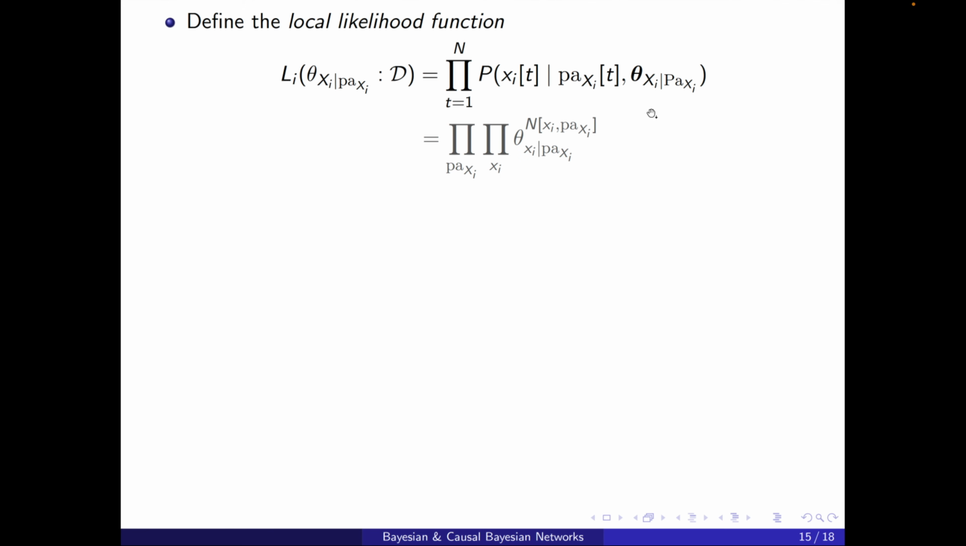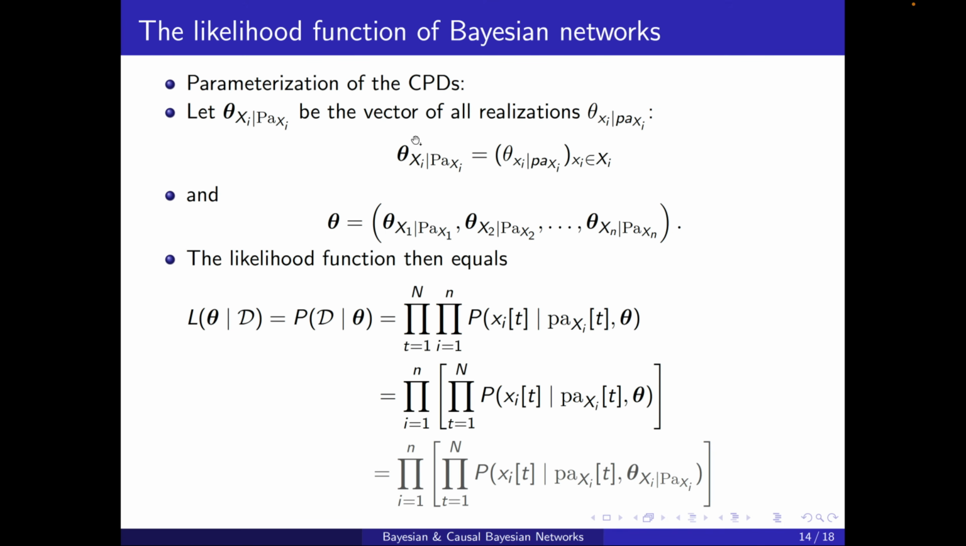So what will this be? This is basically the probability of xi conditioned on the parents of xi, conditioned on this parameter. This is basically the parameter of xi conditioned on the parents of xi. How many times does it appear? Well, the number of times that both xi and the parent appear.